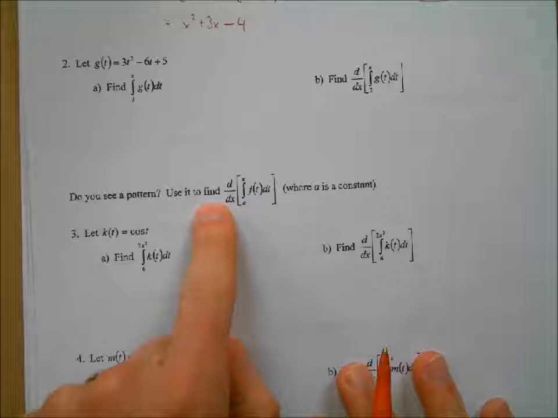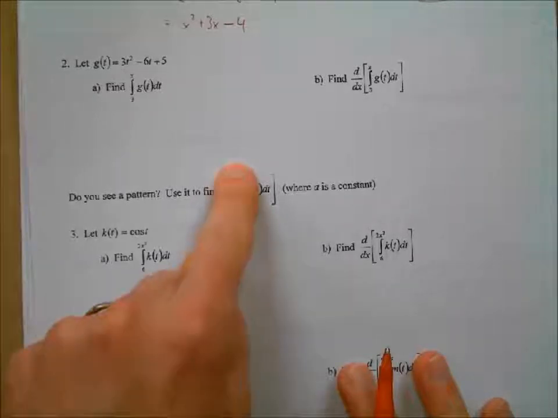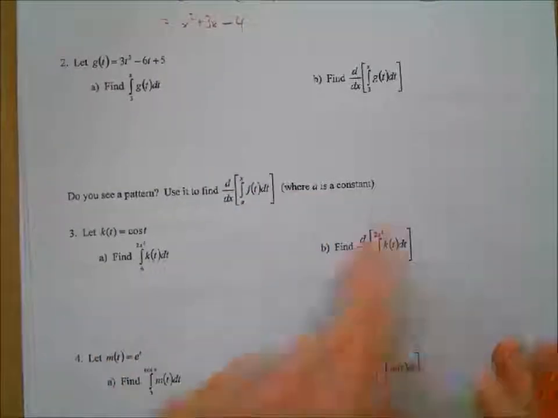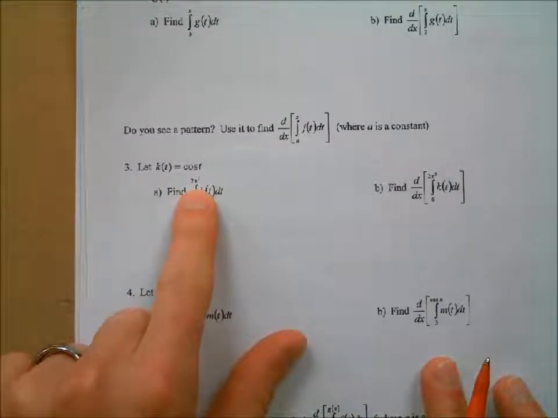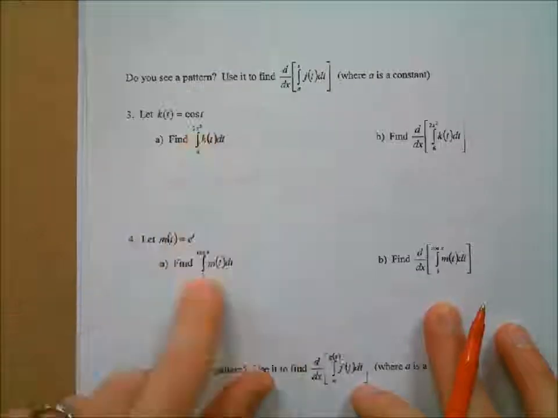And then you'll see here, do you see a pattern? Use it to find the derivative with respect to x from a to x of j of t dt, where a is a constant. So you can write that right here if you want to. And then you have 3, a and b as well, and then 4, a and b. You'll notice the limits of integration here are a little bit different, right? So it's from 6 to 2x squared, and from 3 to cosine of x.